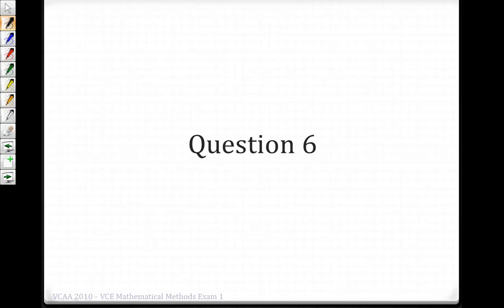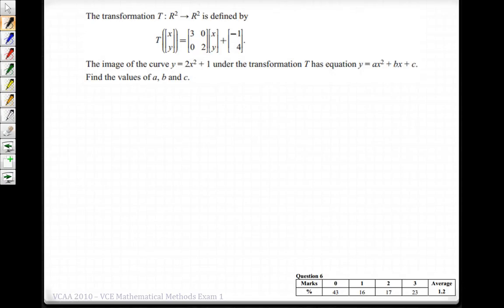Alright, so up next we have question 6, which proved to be quite a difficult question, with only around 23% of students getting the correct answer. So what we've got is a matrix transformation, which maps us from R2 to R2, defined by T of xy equals the following matrix times xy, plus the following vector, -1, 4. Hopefully most of you have seen questions like this, but they're sometimes not covered exceptionally well during classes. So it can be quite a tricky question.